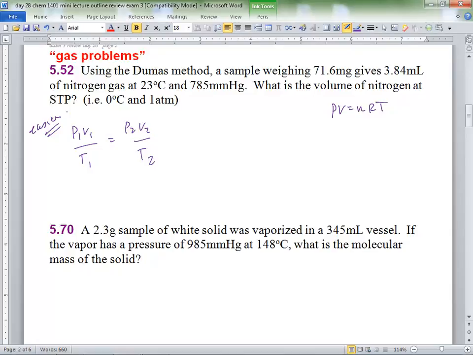We could also do it the PV equals nRT way. Because they said 3.84 milliliters of nitrogen gas, so these are just in the wrong units. But the point is, let's just put a check mark by it. We know this. Do we know P? Yes. Do we know T? Yeah, so we know P, T. All we need is little n. Do we know little n? Yeah. Convert 71.6 milligrams to what units?